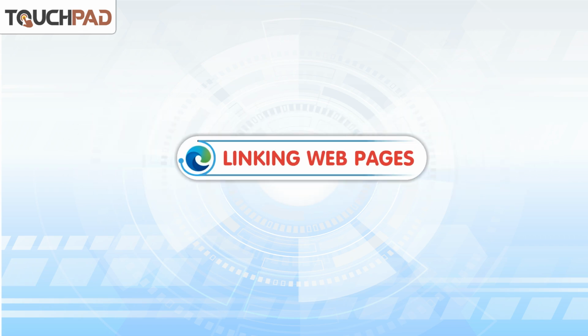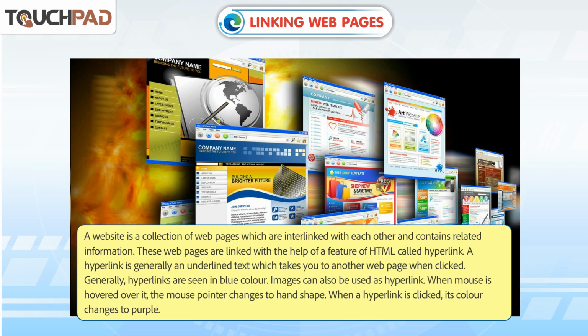Linking web pages. A website is a collection of web pages which are interlinked with each other and contain related information. These web pages are linked with the help of a feature of HTML called hyperlink. A hyperlink is generally an underlined text which takes you to another web page when clicked. Generally, hyperlinks are seen in blue color.